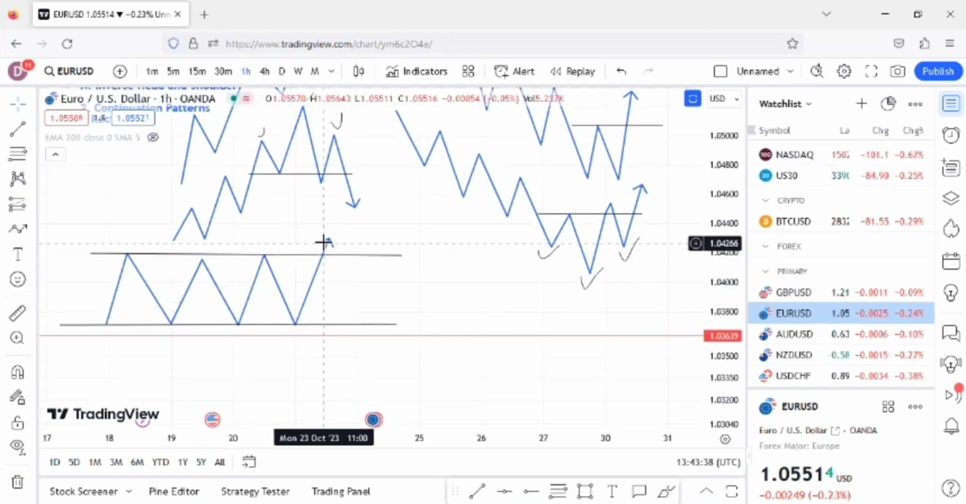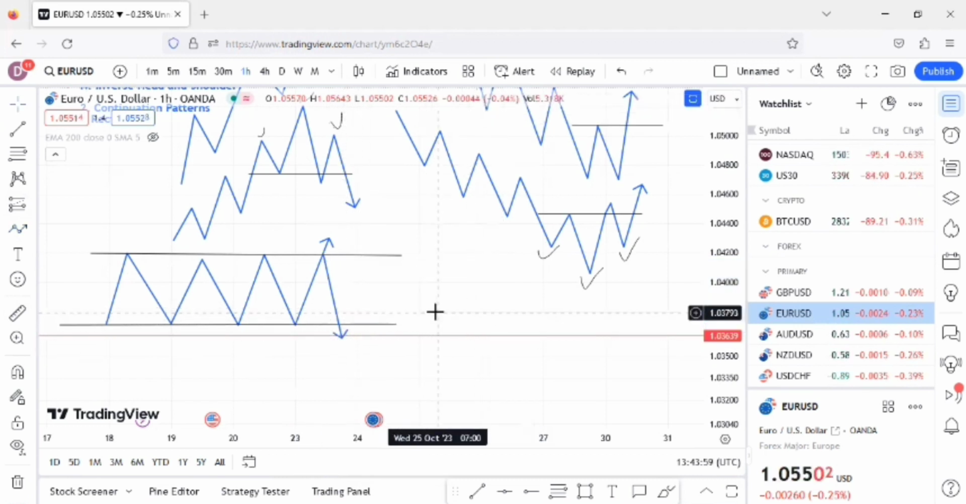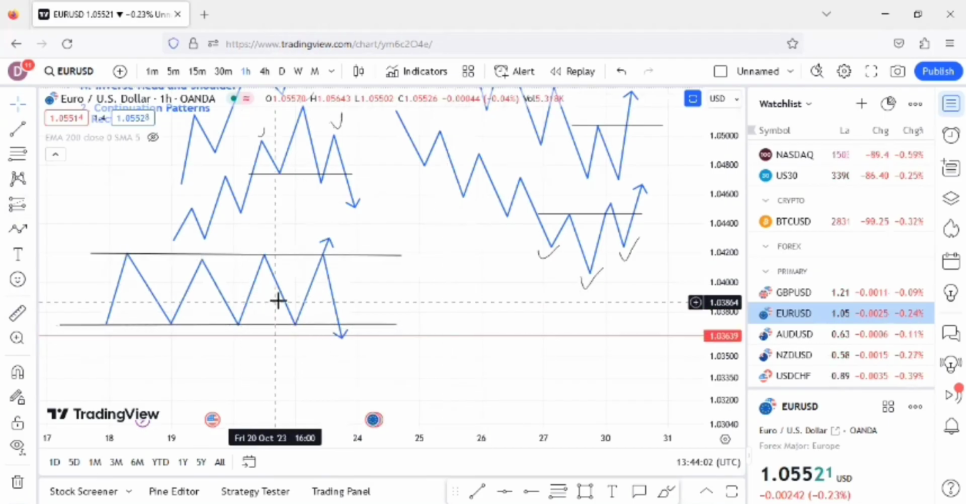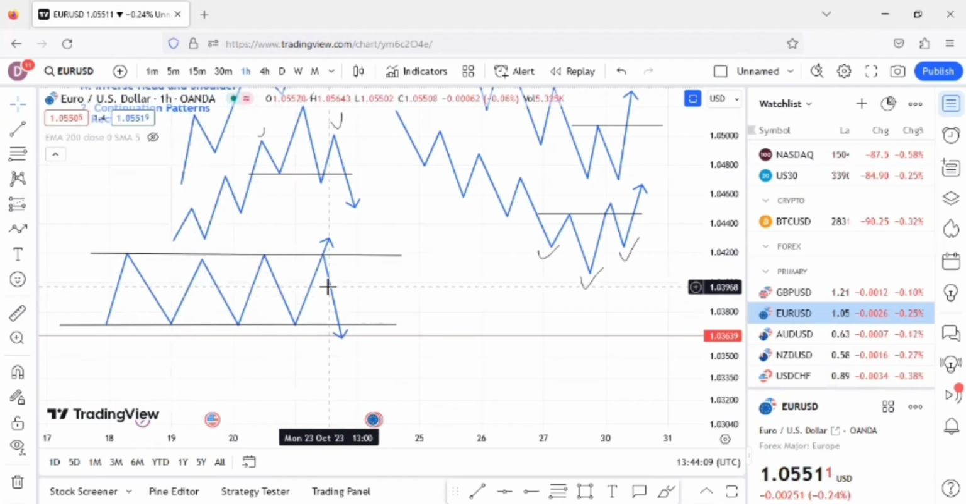So when it breaks up, that means the market is going up. But when it breaks down like this, that means the market is going down. That is a continuation pattern, a rectangle pattern. You usually find this in a trending market.